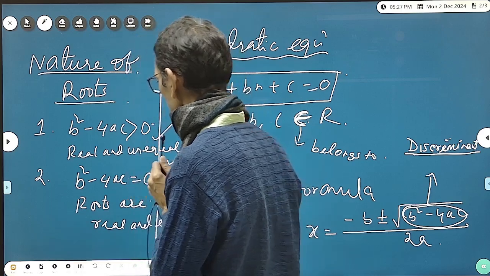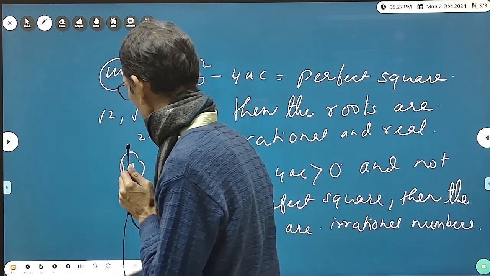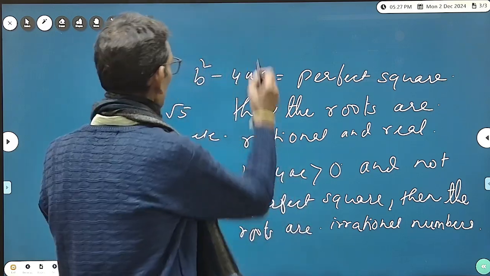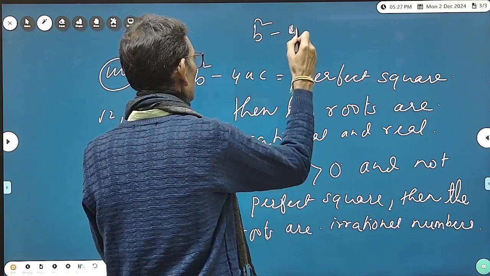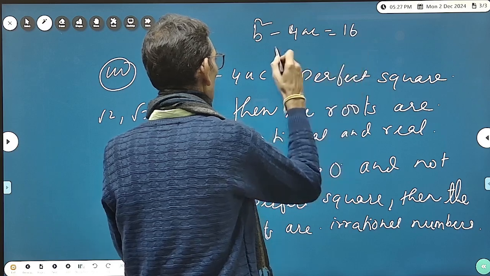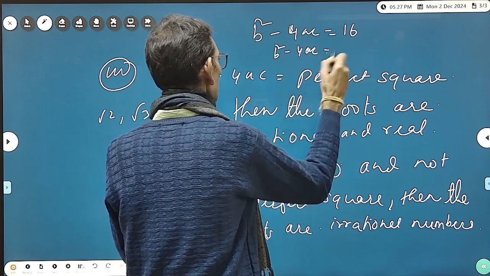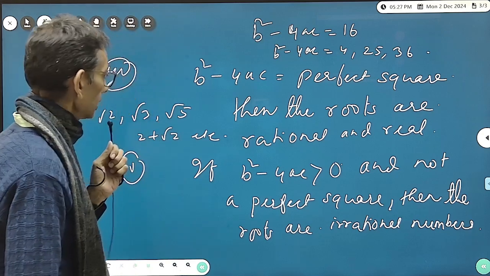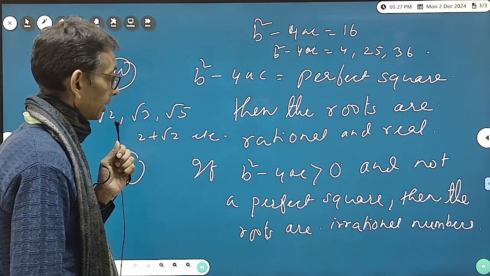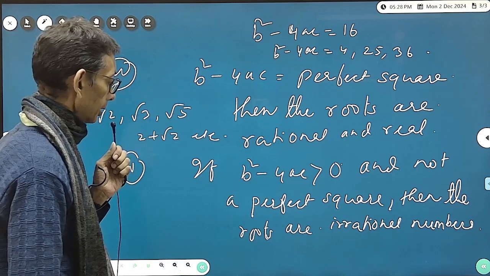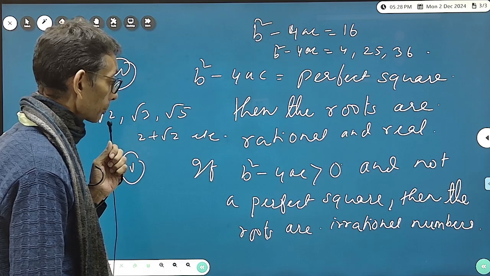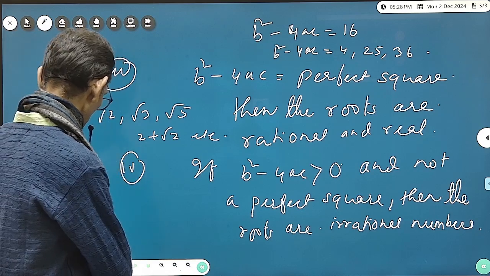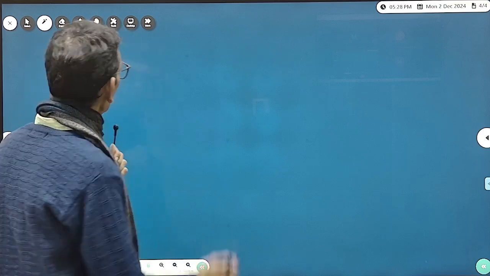Next, if b square minus 4ac is a perfect square number, for example b square minus 4ac could be 16, or 4, or 25, or 36, then the roots will be rational, real and unequal. Or if b square minus 4ac is greater than 0 but not a perfect square, then the roots are irrational numbers.